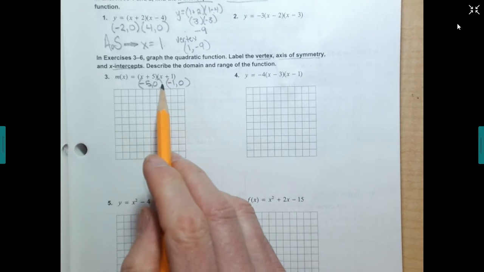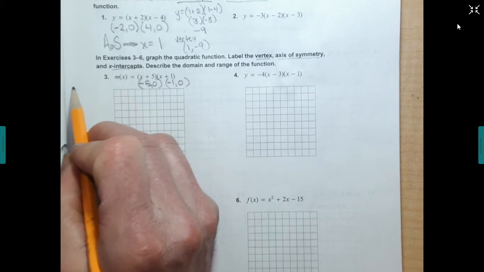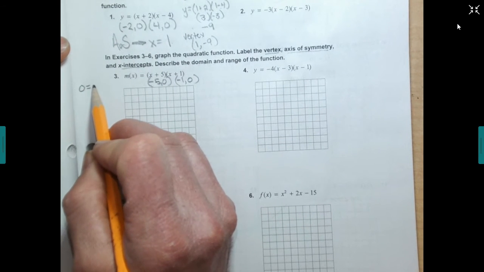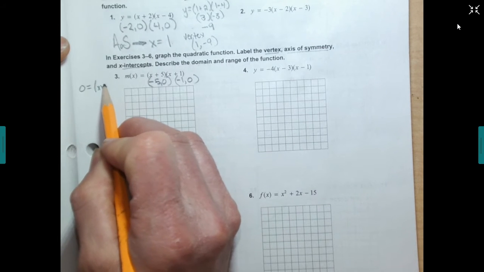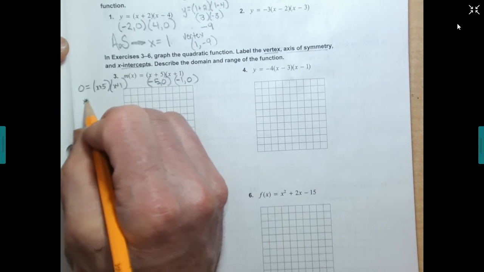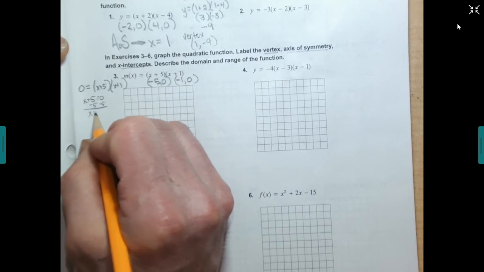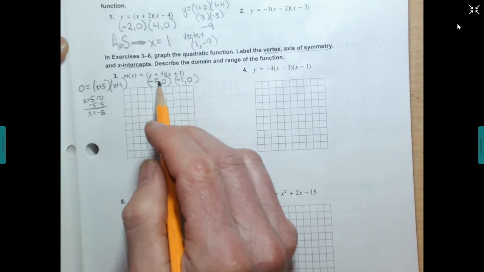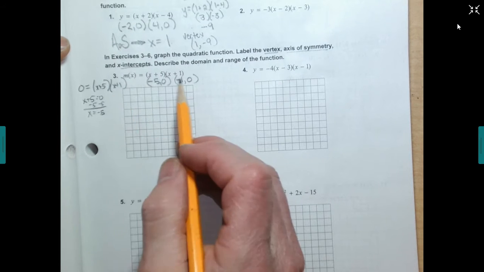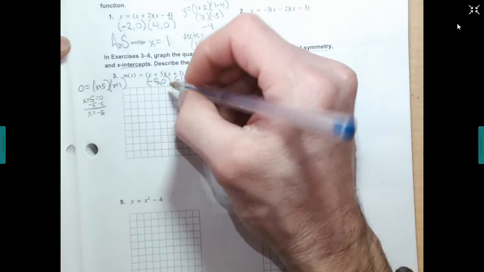Now, if that doesn't make sense, you know what you can do is you can always take this and do our old favorite: 0 equals x plus 5 times x plus 1. If you make either of these equal to 0, x plus 5 equals 0, you get x equals negative 5. Hey, look, see, there it is. And then if you make this equal to 0, you get x equals negative 1. So if that helps it to make sense, by all means use that.